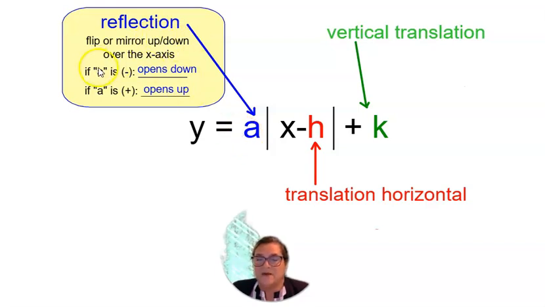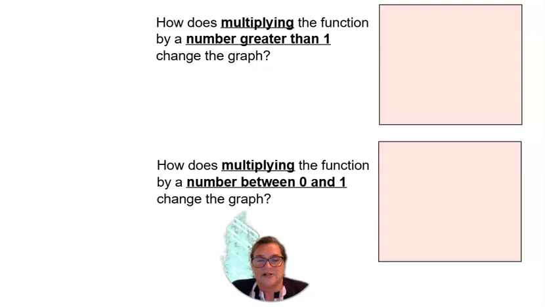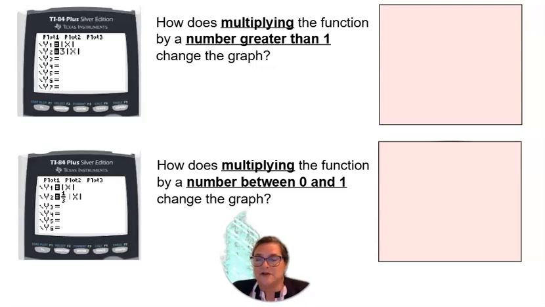So the A, when it is negative, your absolute value V shape opens down because there's a reflection, a flip, or a mirror image over the x-axis. If the A is positive, then that V-shaped graph opens up. Okay, and then we're going to look at dilations. So how does multiplying the function by a number greater than 1 change its graph?